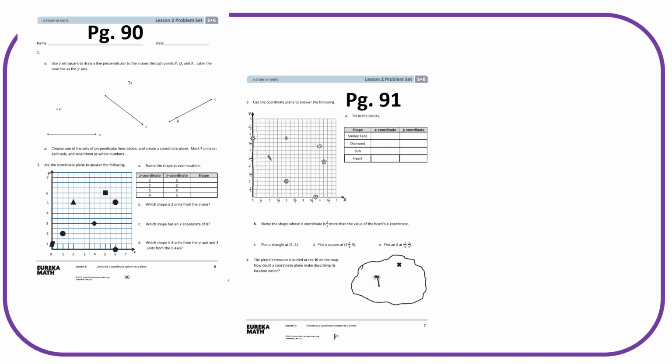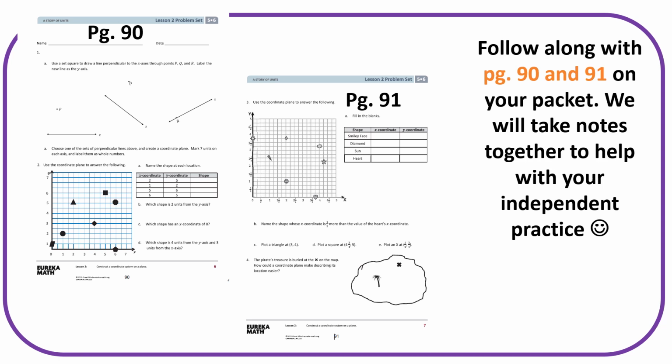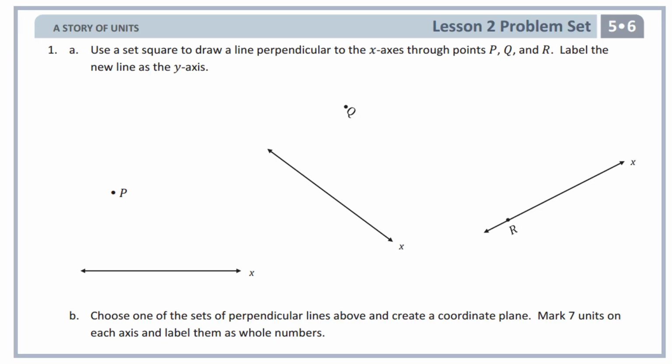All right, we are going to begin our concept development. The notes for your concept development are on page 90 and 91 in your packet. I would like you to follow along with this video and take notes on those two pages because those notes are going to help you with your independent practice for today. We're going to begin with page 90, at the very top of page 90.